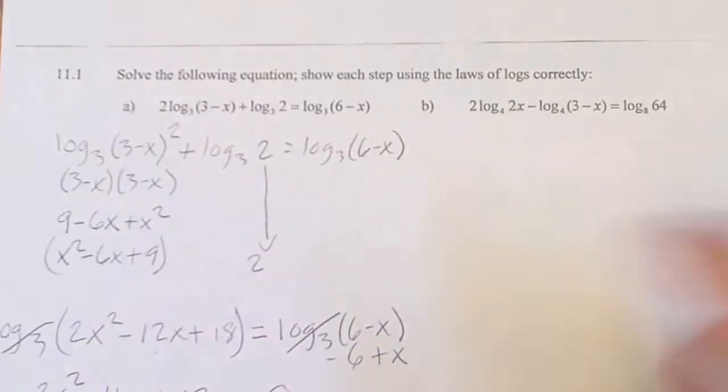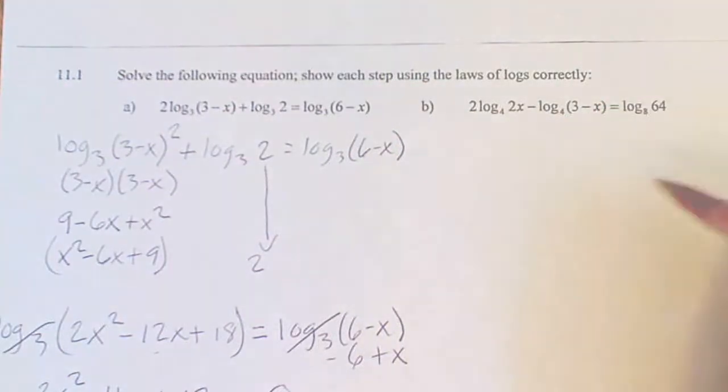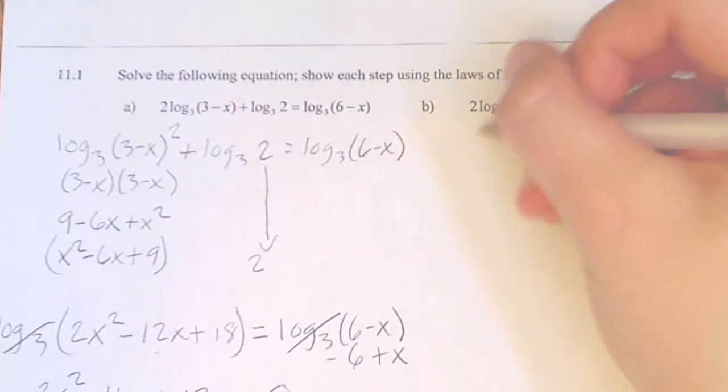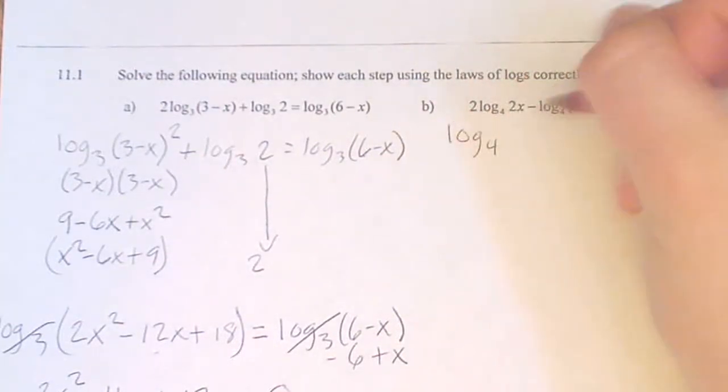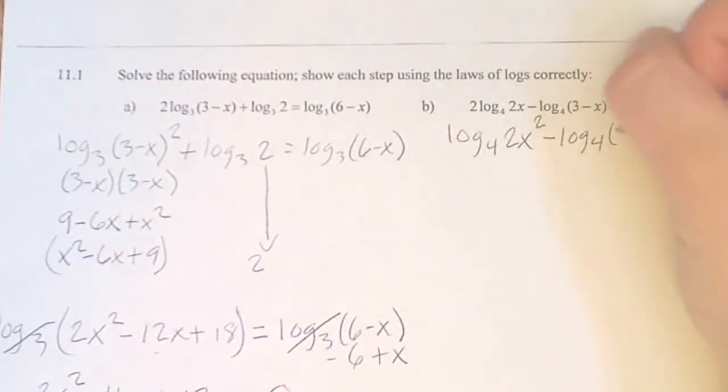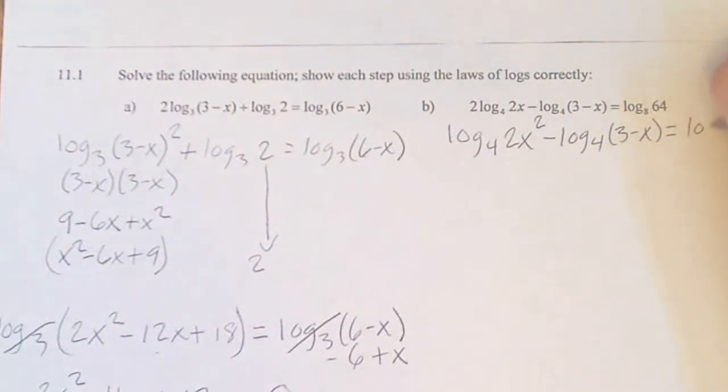So for B, again, you have to get rid of this 2 out in front to make everything the same. So if you go log base 4, 2x squared minus log base 4, 3 minus x equals this log base 4 of 64. So this time the logs aren't the same, but when you change this, 8 squared is 64, so on this side you just have 2 because of the squared.